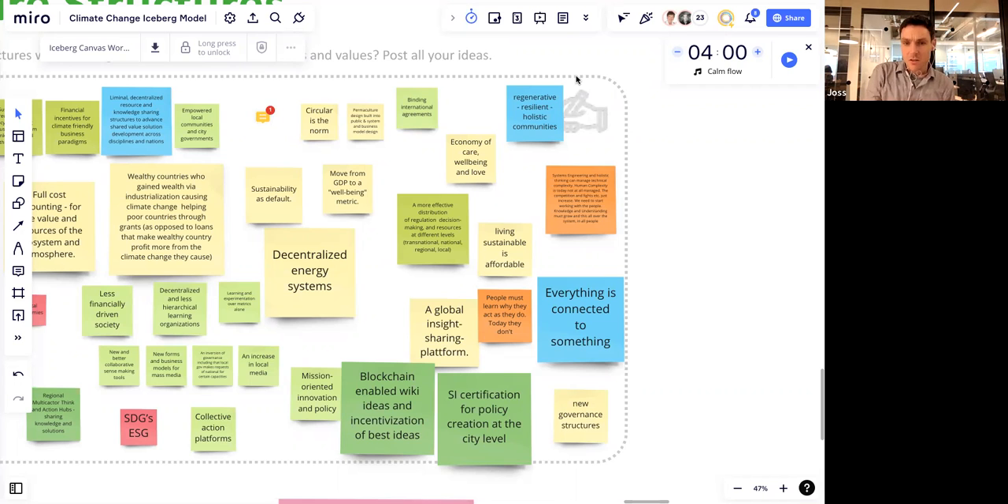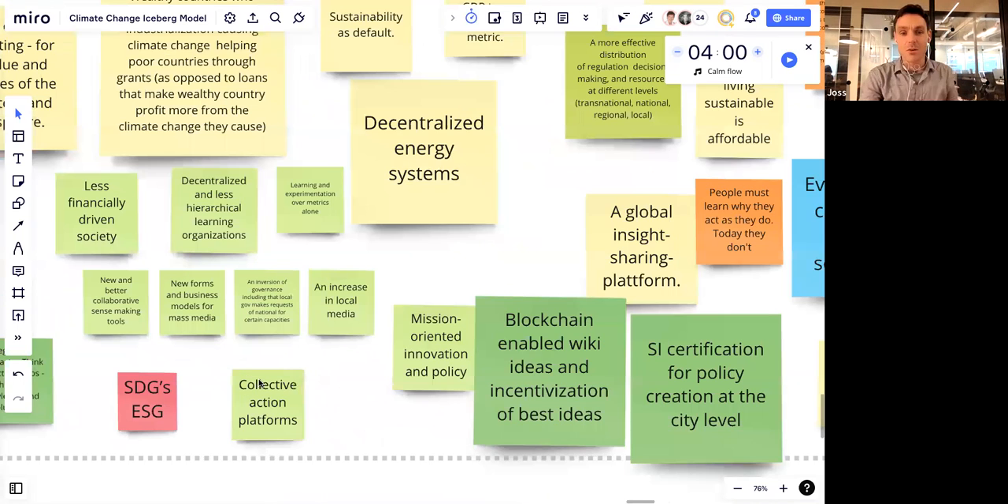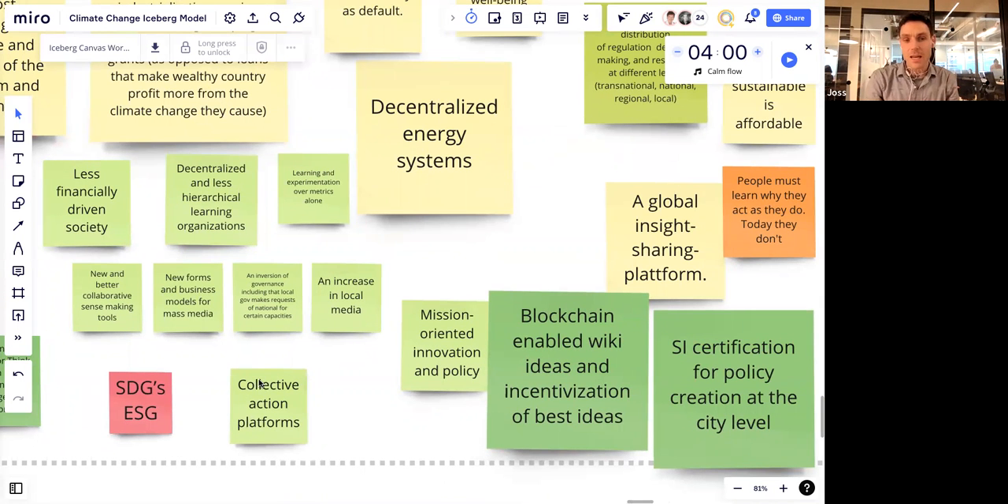New governance structures, SI certification for policy creation at the city level. Blockchain-enabled wiki ideas and incentivization of best ideas. Yeah, decentralized technologies could play an important role here. Collective action platform, SDGs and ESG, mission-oriented innovation policy, an increase in local media, new forms and business models for mass media, new and better collaborative sense-making tools.